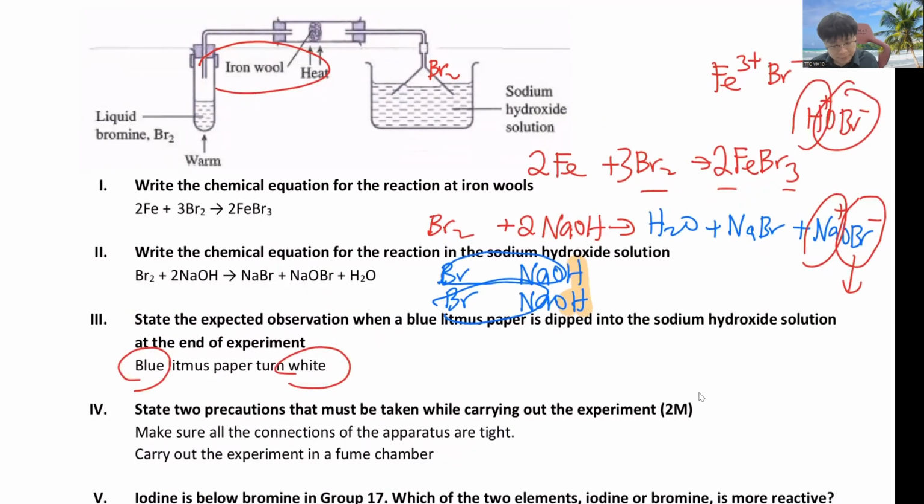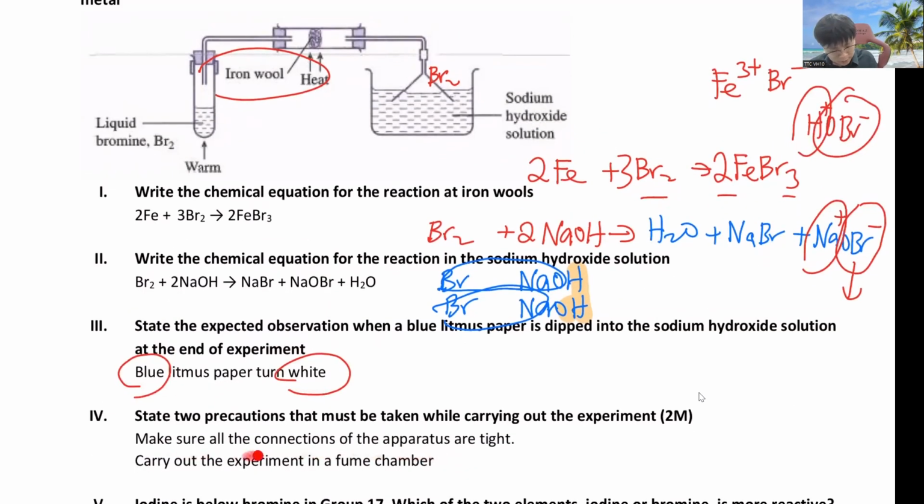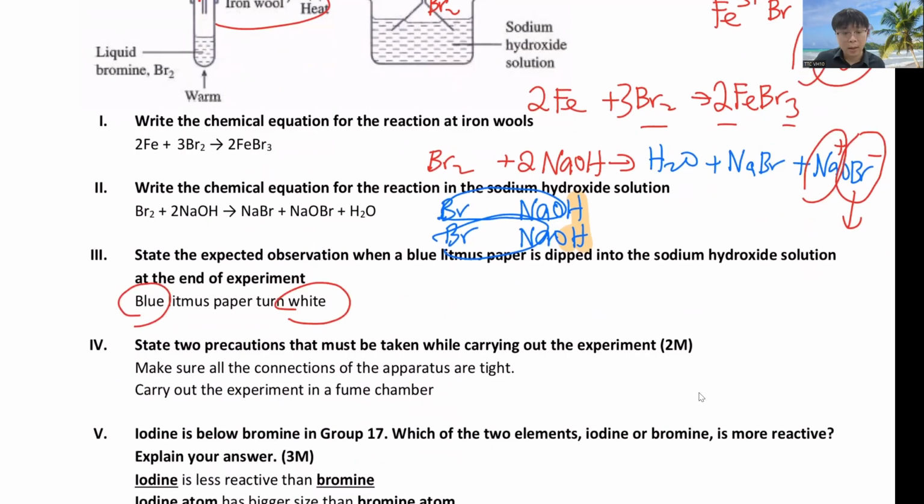Two precautionary steps. First, you must make sure all the connections are tight. Don't let it leak out because it's poisonous. Then carry out the experiment in the fume chamber. Even if it leaks out in the fume chamber, it is still safe.